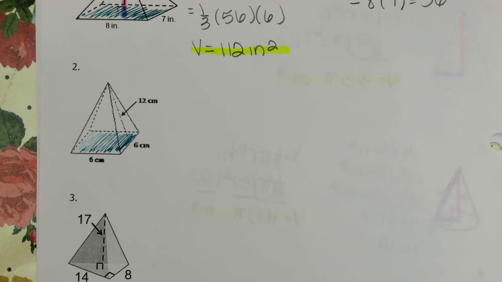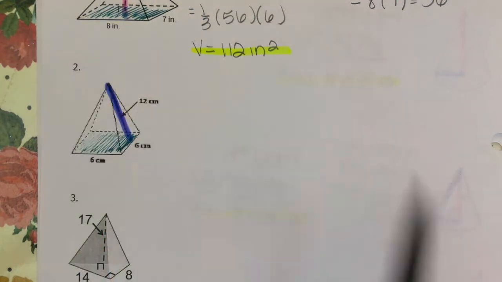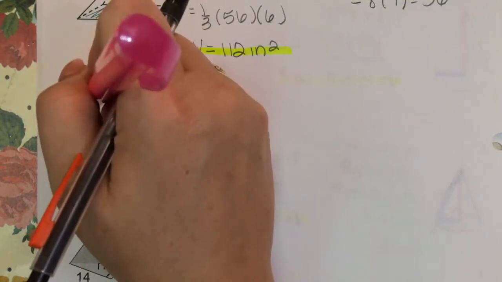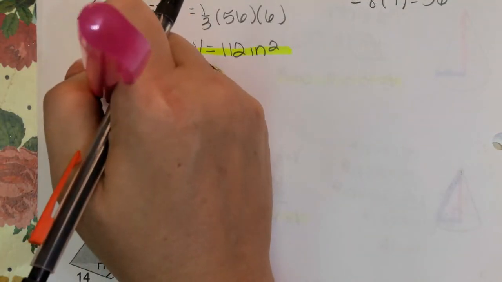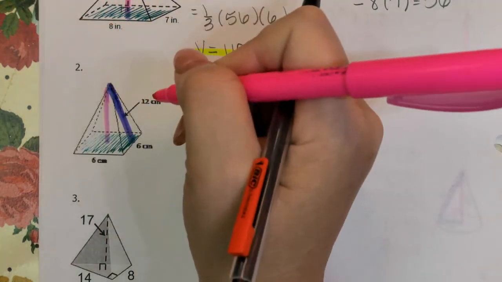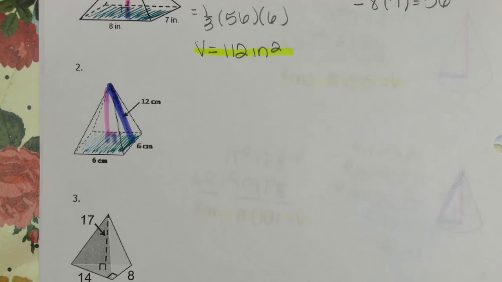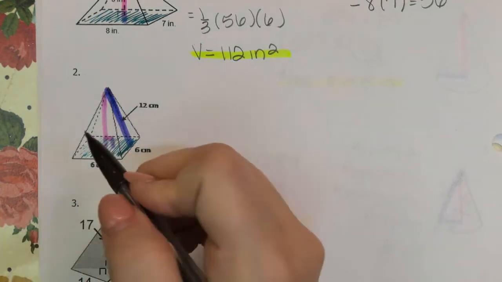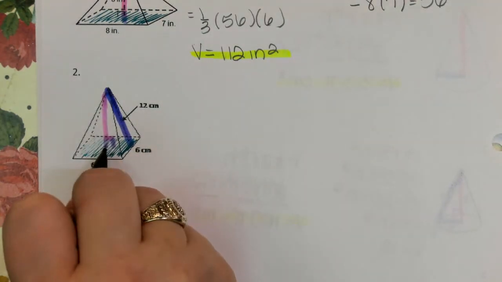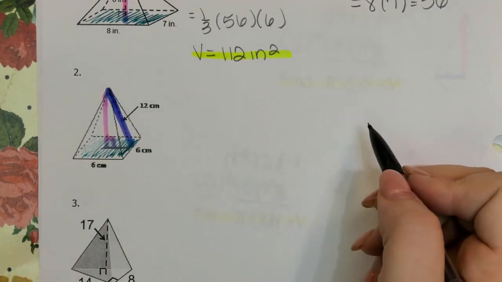Now looking at the picture, they also give me the slant height, which I don't need for the volume of a pyramid. I need to know the height, which goes straight from the apex and is perpendicular to the base. So this makes a right angle. Now looking at the picture, everybody should see that I have a right triangle there. We all see that?